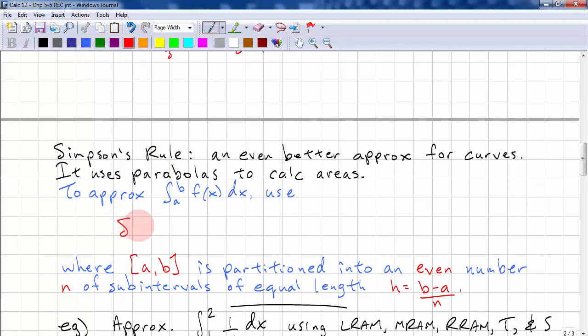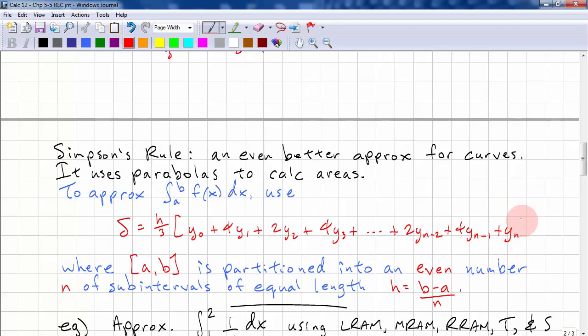S equals h over 3 times y0 plus 4y1 plus 2y2 plus 4y3 plus ... 2y(n-2) plus 4y(n-1) plus yn.